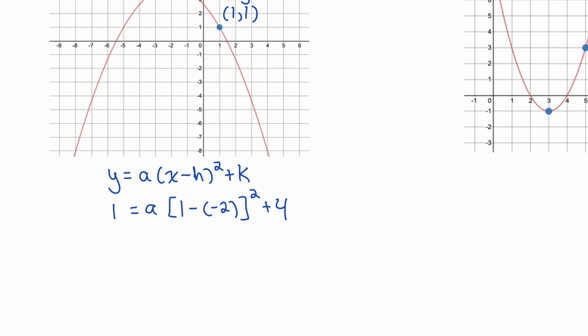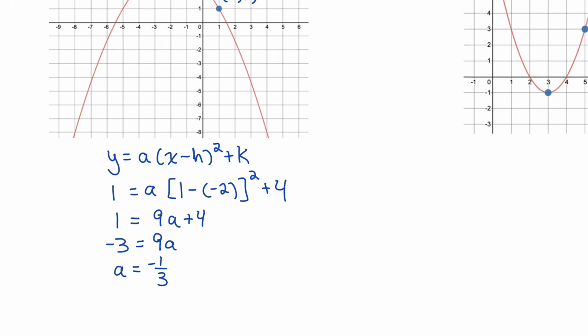Solving this equation for a, following the correct order of operations, I'll start inside the brackets. 1 minus -2 is 3. Square that, I get 9. So I have 1 equals 9a plus 4. I'll subtract this 4 to the other side. 1 minus 4 is -3. And then dividing the 9 to the other side, I have a equals -3 over 9, which reduces to -1 over 3.